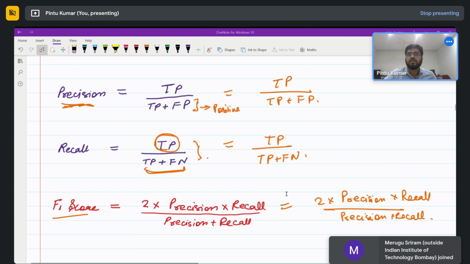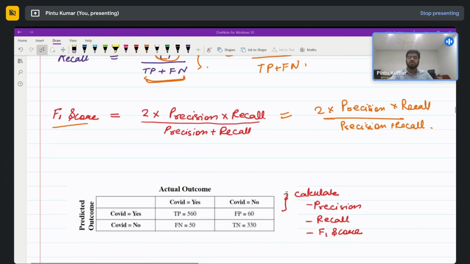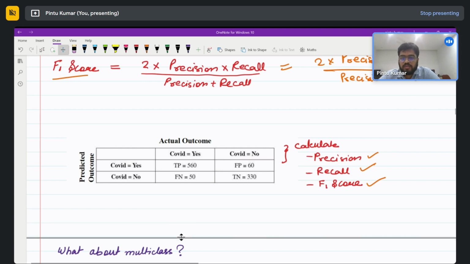Okay. So this is what is meant by F1 score. We have an example here, and we want to calculate all these three things, that is precision, recall, as well as the F1 score. And we have all the values available with us.